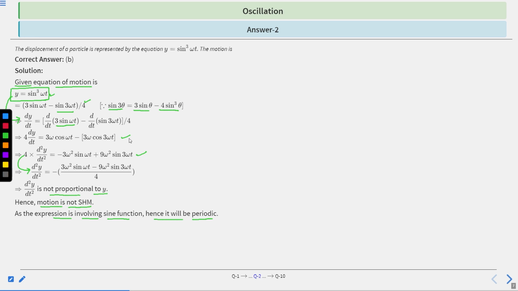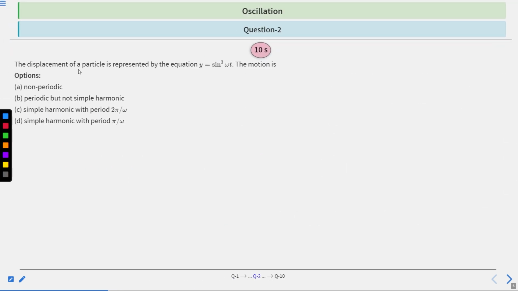So the correct answer is B. B is the correct answer: periodic but not simple harmonic.